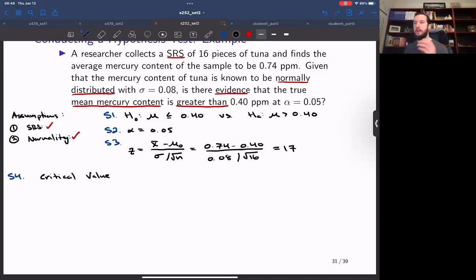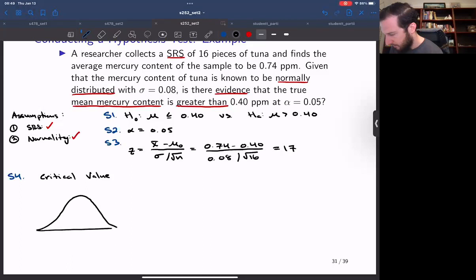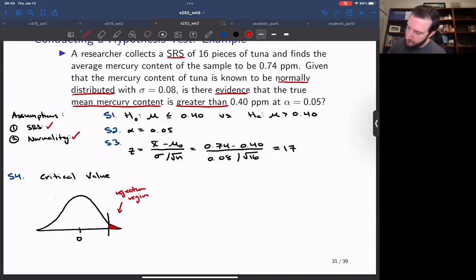On step four, we can take either the p-value approach or the critical value approach. Again, I'm going to show you both. Starting with the critical value approach, the first thing we do is sketch our standard normal curve. Here's my standard normal curve centered at zero. We are performing an upper tail test, so we have mu greater than 0.4. Therefore, the rejection region is going to be in the upper tail of the curve. This is going to be the rejection region, and then everything over on this side will be the non-rejection region.